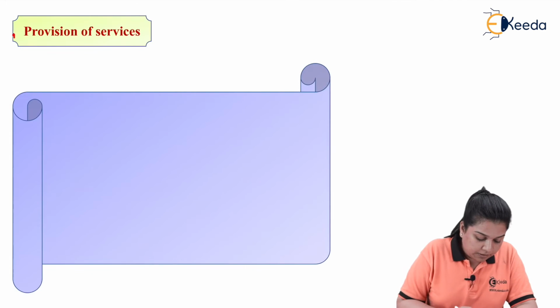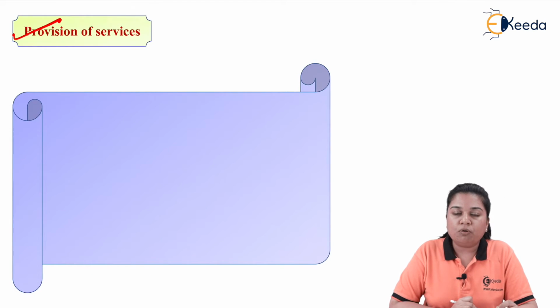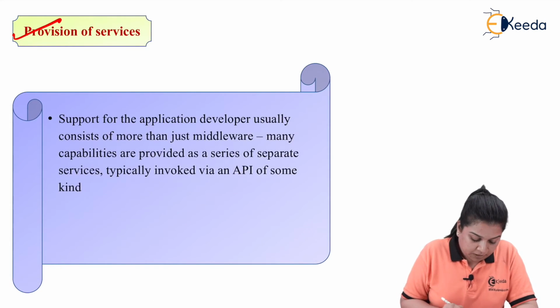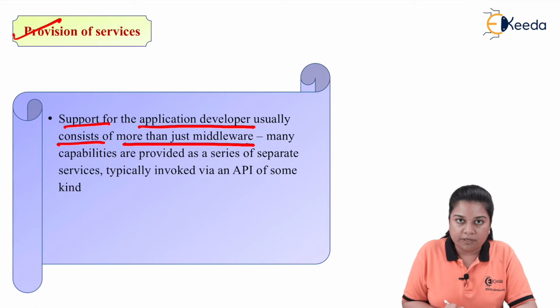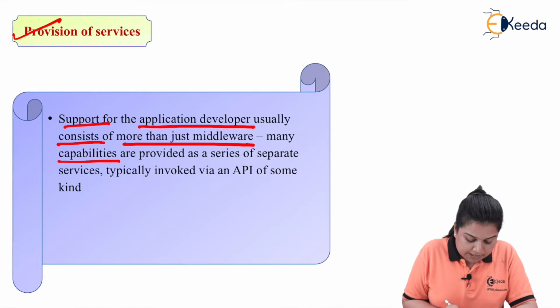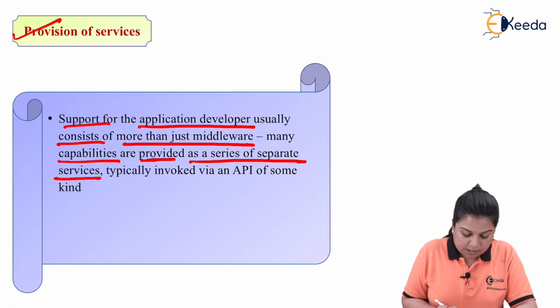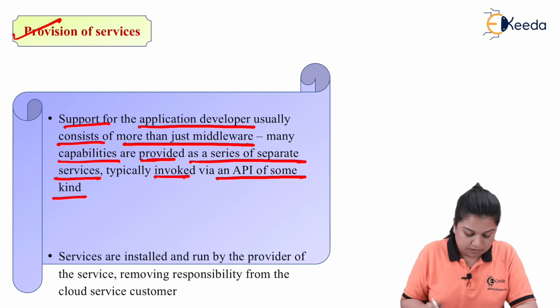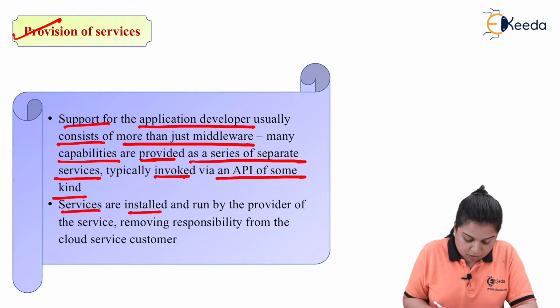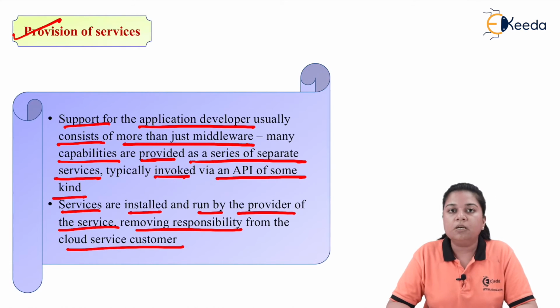Then another characteristic is provision of services. Support for the application developer usually consists of more than just middleware. Many capabilities are provided as a series of separate services, typically invoked via an API of some kind. These services are installed and run by the provider of the cloud service, removing responsibility from the cloud service customer.